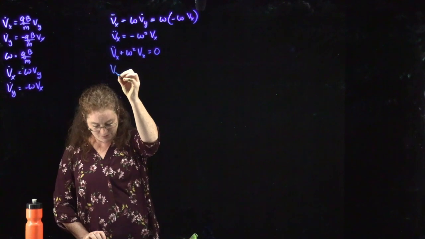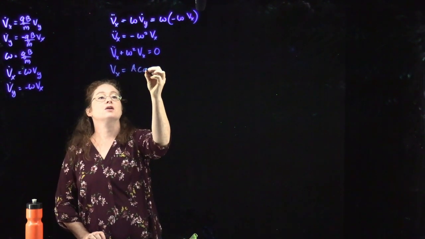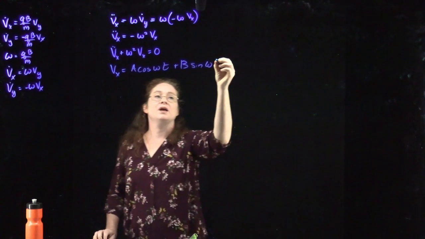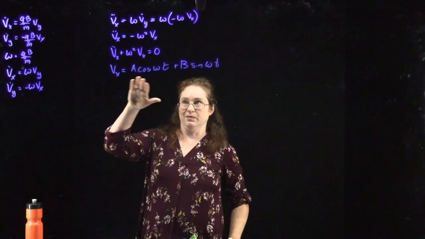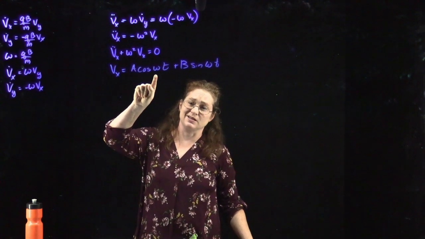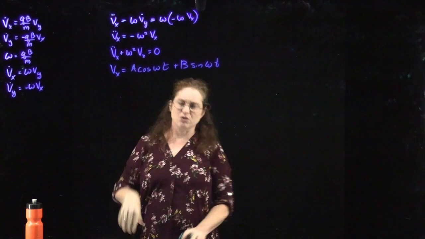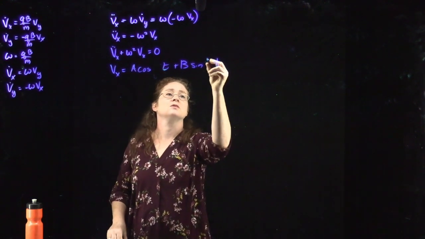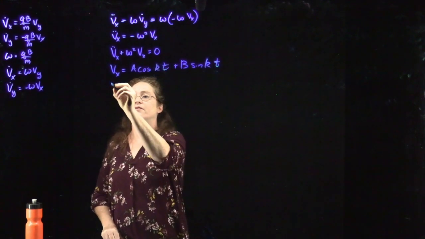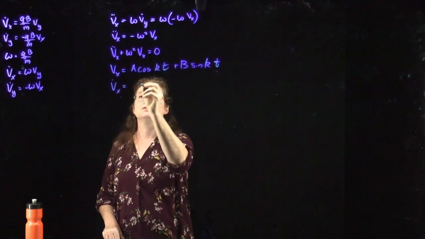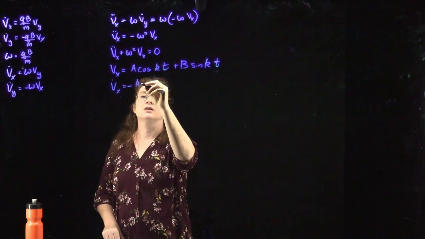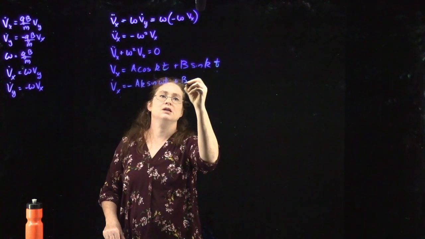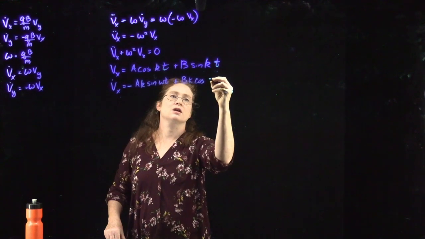We will write vx equals a cosine omega t plus b sine omega t. What you could do is write this as a different variable and then show that this is omega. Let's go do that. We will see that that constant is omega. So I'll put a k in there. Vx dot equals negative a k sine omega t plus b k cosine omega t.